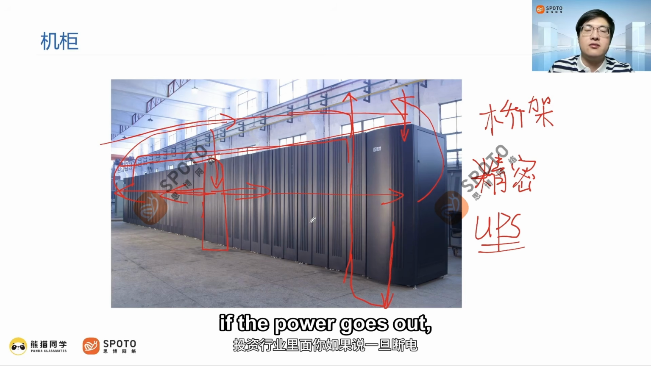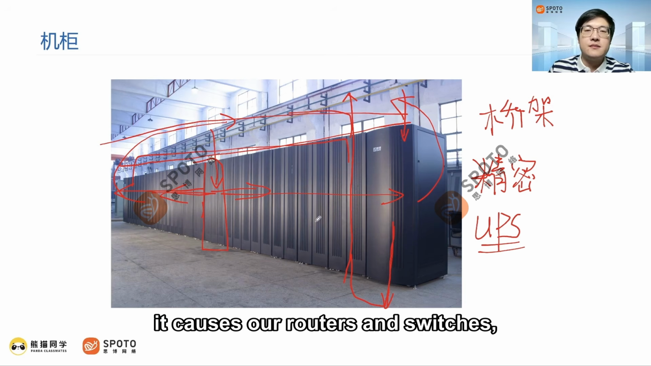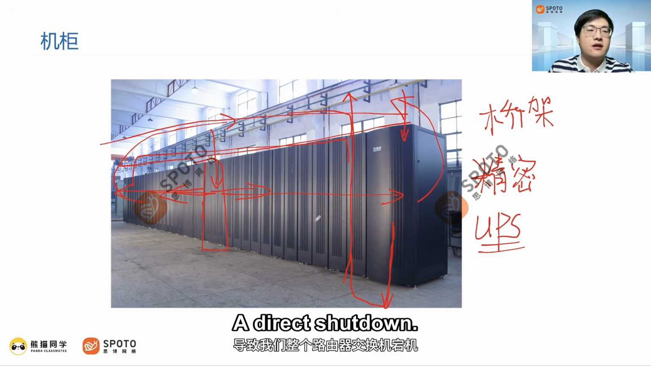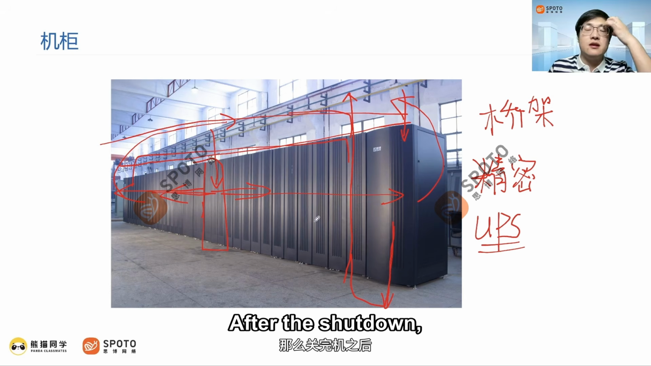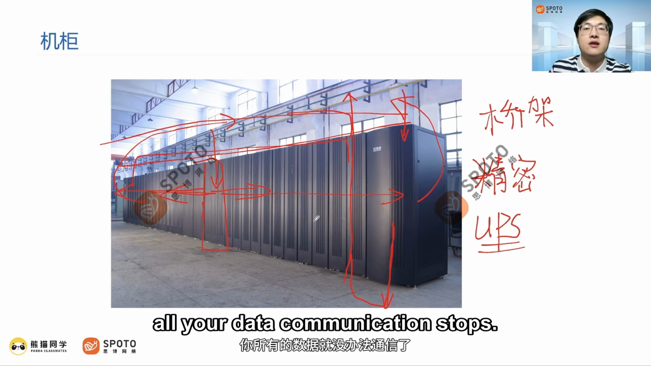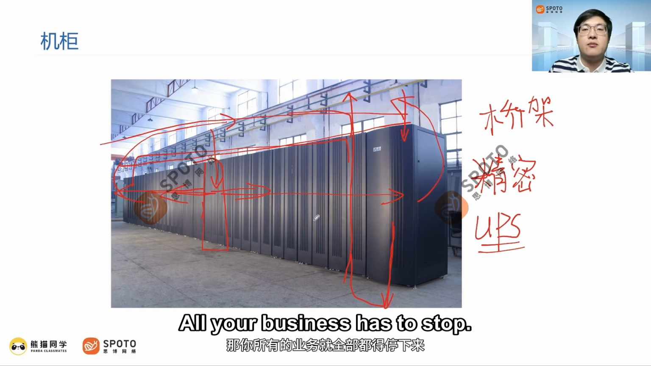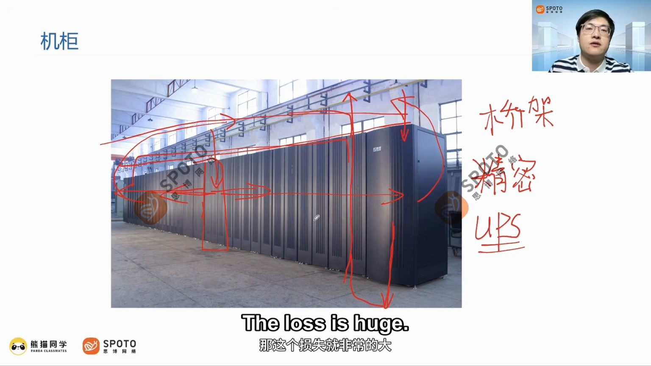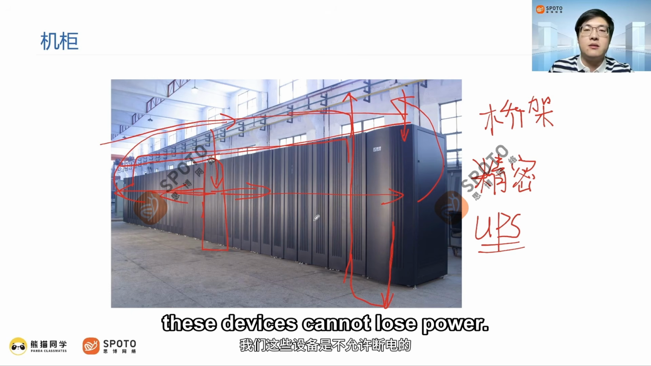In these industries, if the power goes out, it causes our routers and switches to crash, right? A direct shutdown. After the shutdown, all your data communication stops, right? All your business has to stop. The loss is huge, right? So in many industries, these devices cannot lose power.